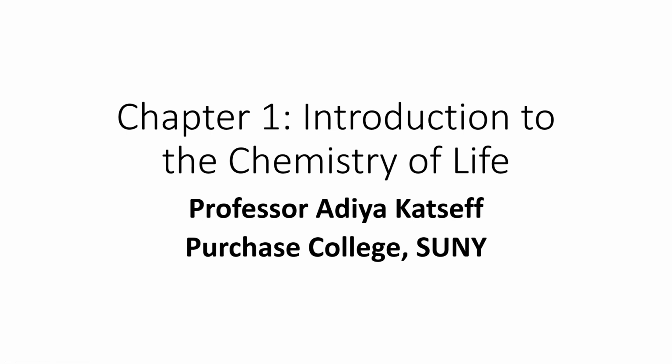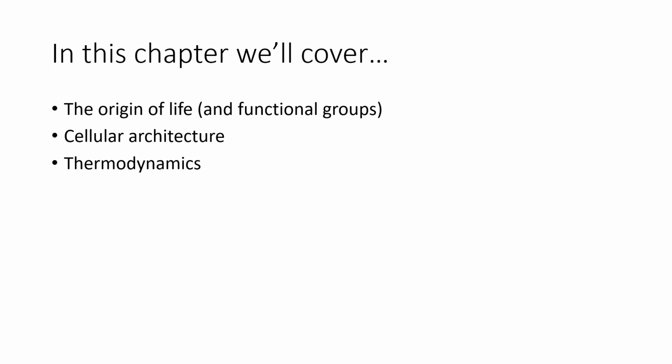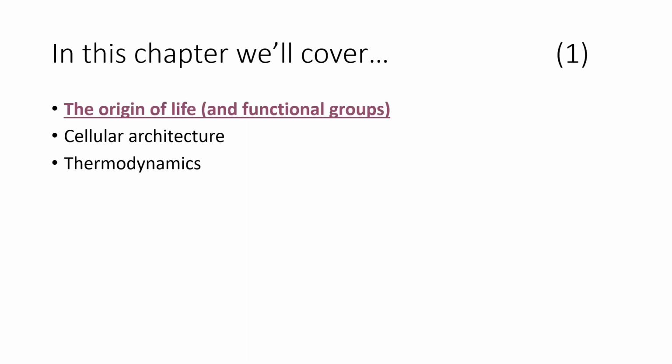All right, welcome to Chapter 1 of Biochemistry, in which we'll talk about an introduction to the chemistry of life. In this chapter, we'll cover 3 different sections. The first section is the origin of life, as well as the functional groups from organic chemistry. Next, we'll talk about cellular architecture, and finally, we'll discuss thermodynamics. So first, let's start with the origin of life, as well as those functional groups.